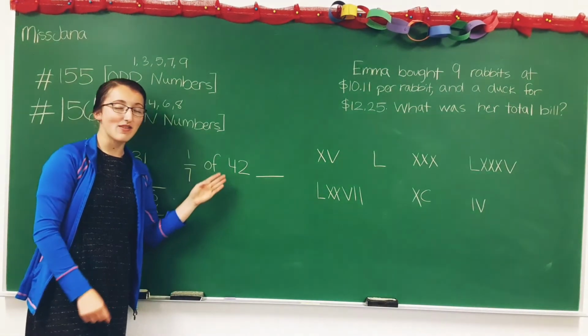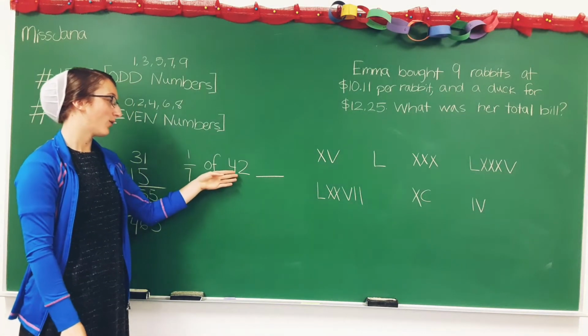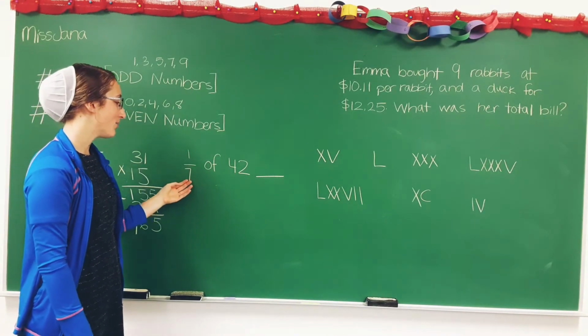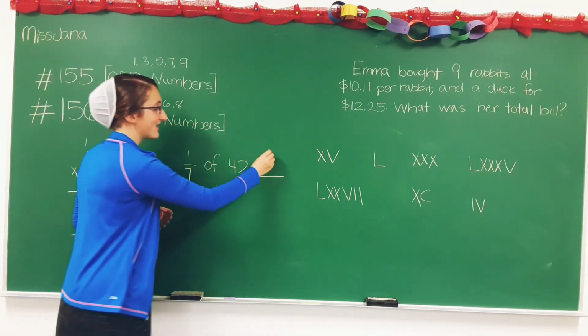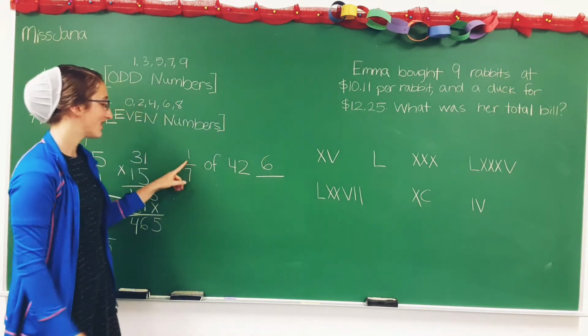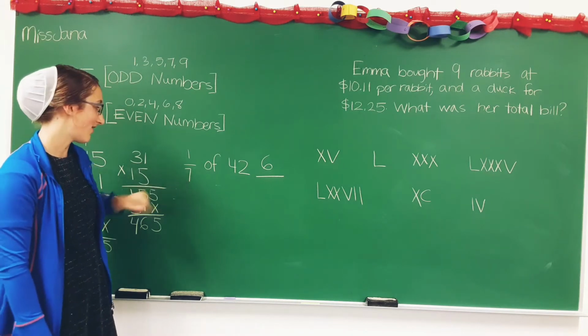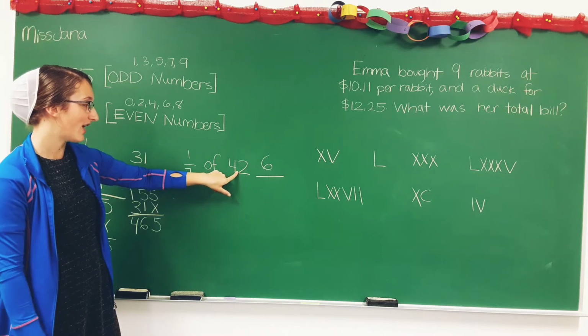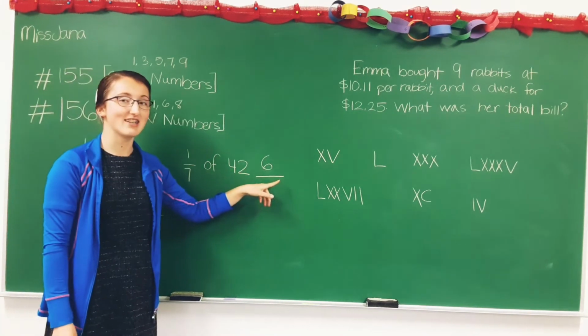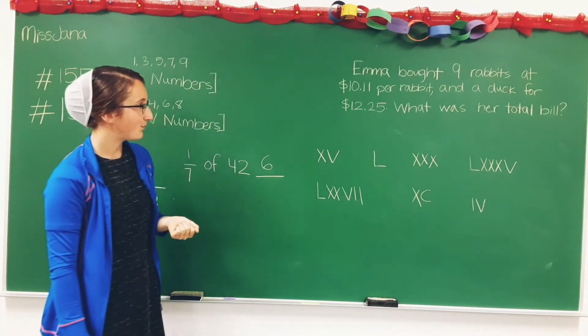Alright, what's 1/7 of 42? So if we have 42 and divide it into 7 parts, 42 divided by 7 is 6. So there'd be 6 in each part. So if this is divided into 7 parts, there'll be 6 in each part.